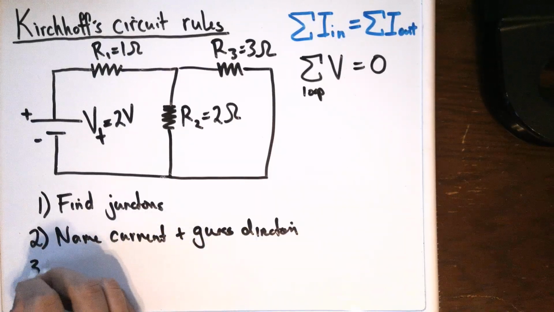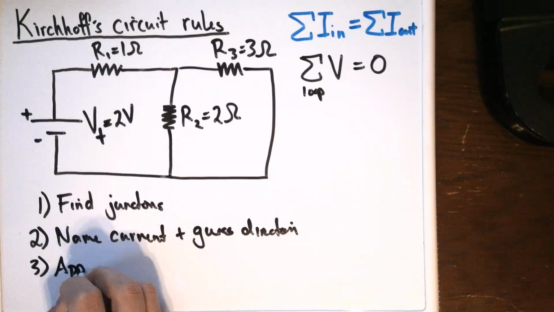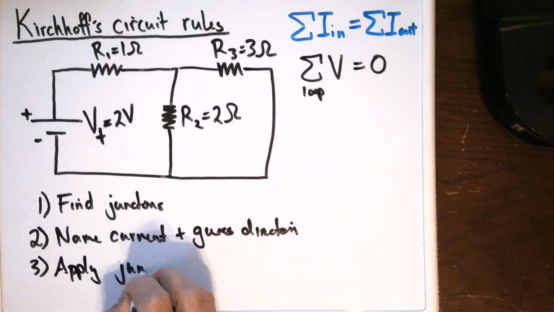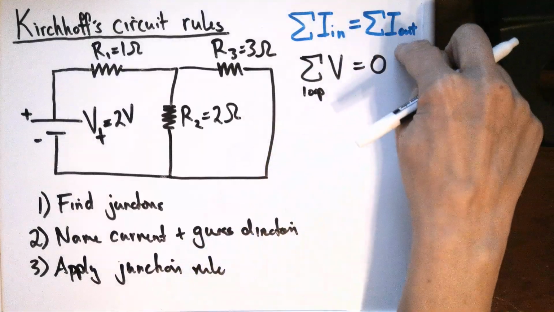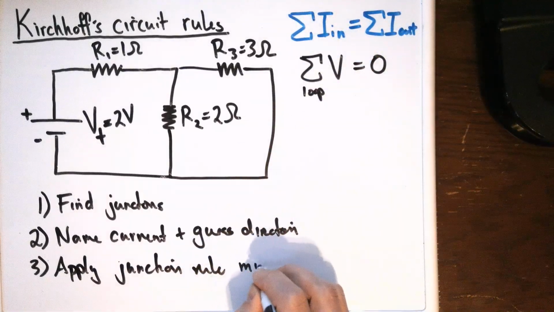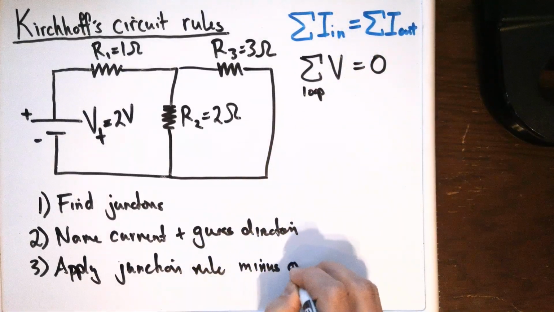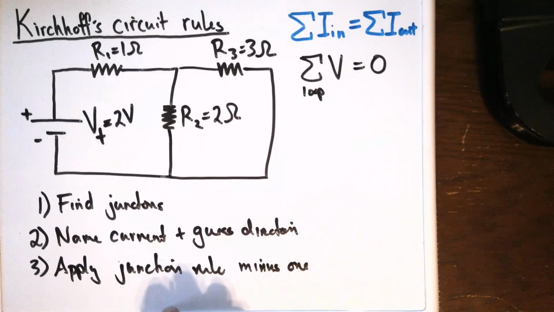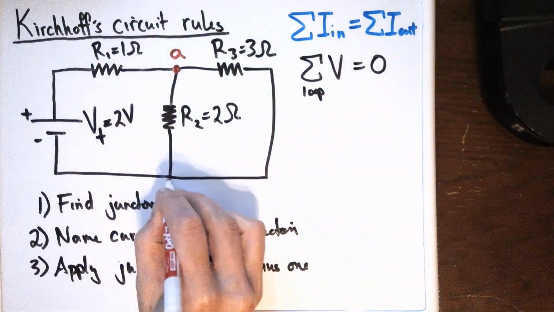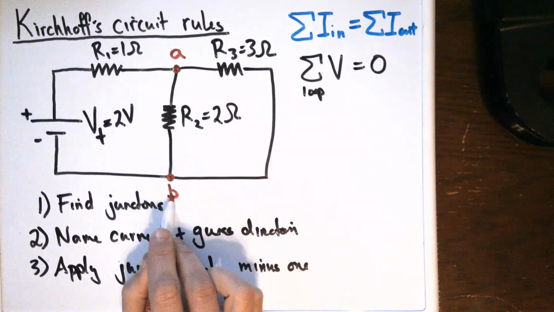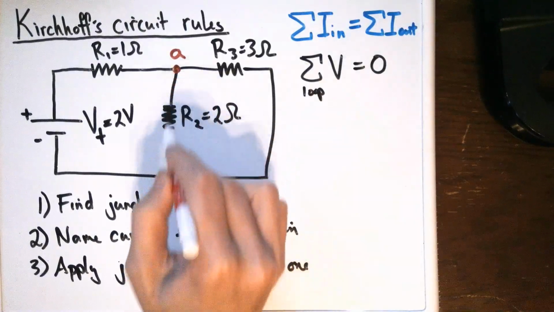All right, and then once you've done that, then you apply the junction rule, this guy, and you apply it -1, and I'll talk about what that means in a little bit. So first, let's find the junctions. We got one junction here, I'll call that junction A. We got another junction there, we call that junction B, so we got 2 junctions.